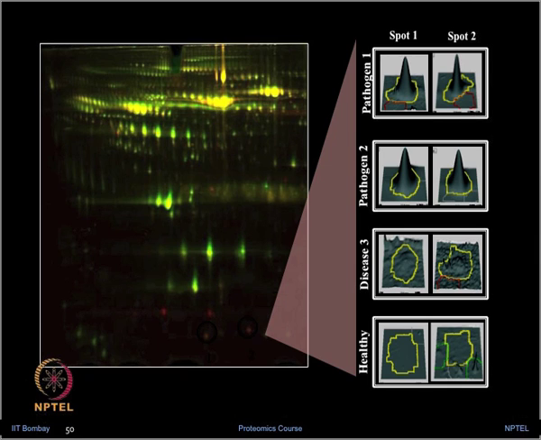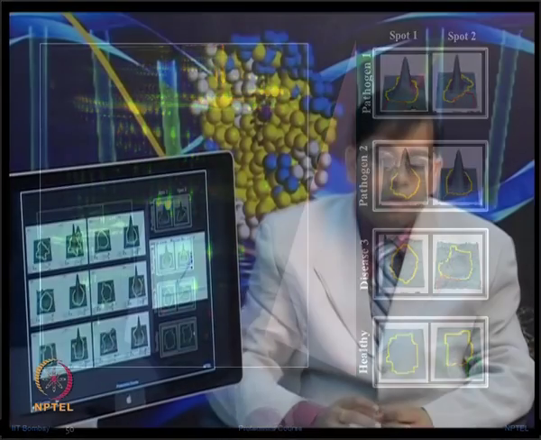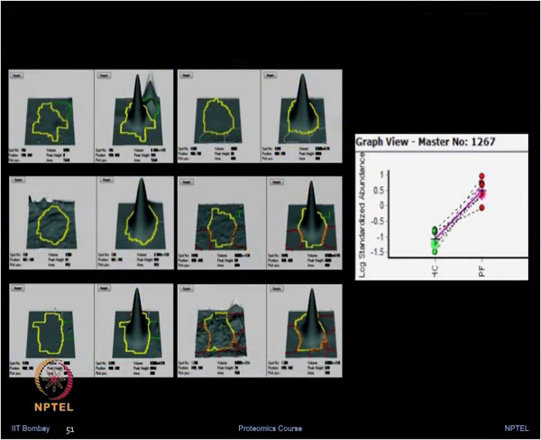So, one can look for the abundance of those proteins in the 3-dimensional views, and as shown here, if these proteins are showing higher abundance, those are visible in different treatments, whereas there is no protein change happening in the healthy control. Now, one needs to look at the same trend of these 3-dimensional views across all the patients.